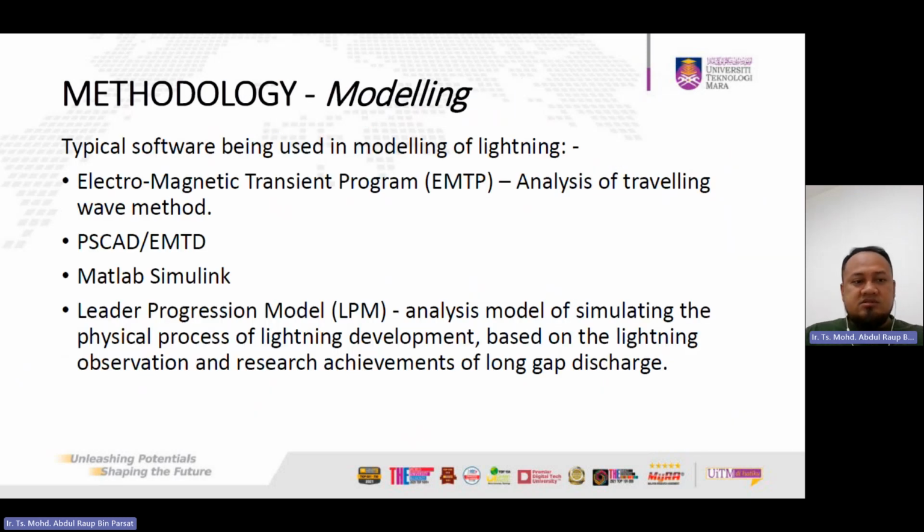Okay, these are the typical software used in modeling lightning. Number one is EMTP, the famous one, the electromagnetic transient program, which uses the traveling wave method for analysis. The second is PSCAD/EMTDC. Third is MATLAB Simulink, which is more for computational analysis. And the leader progression model, LPM, simulates the physical process of lightning development based on lightning observation and research achievements on long gap discharge.